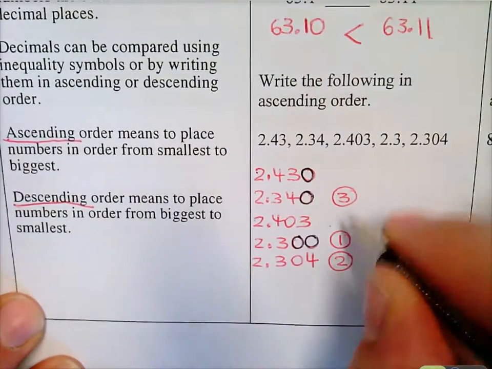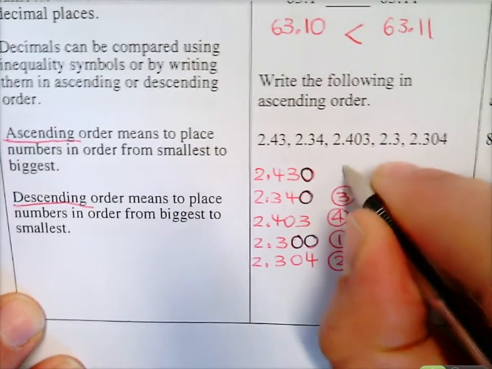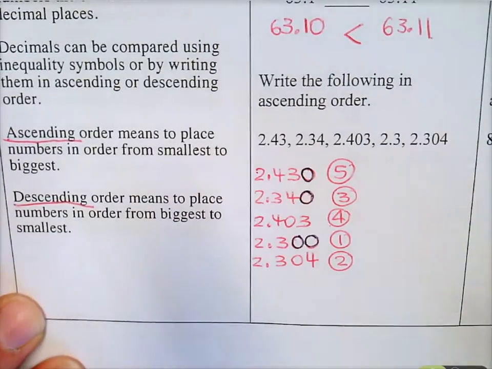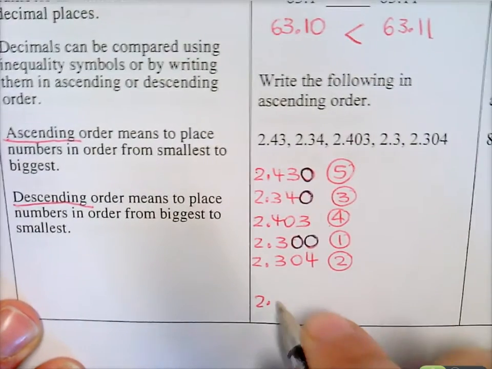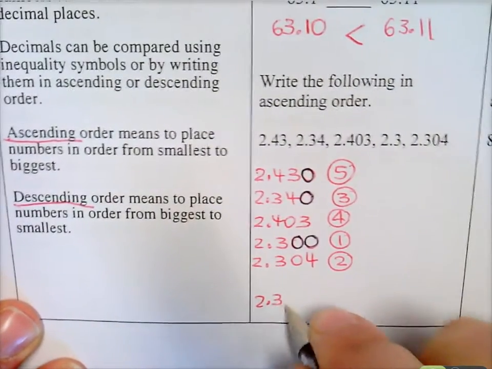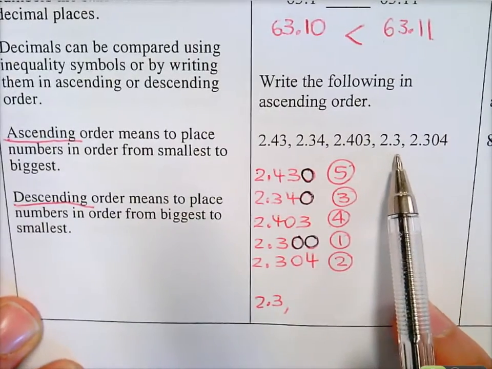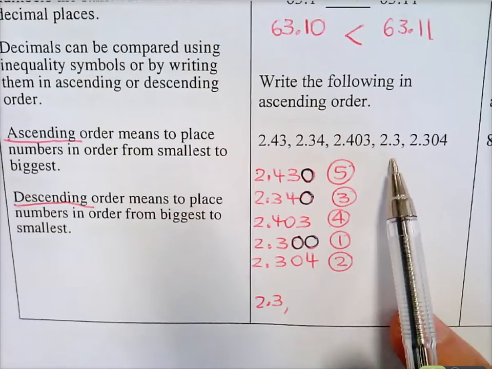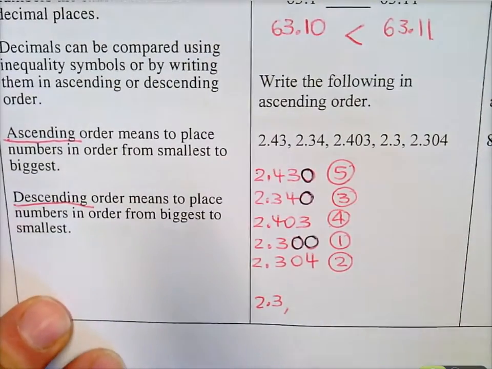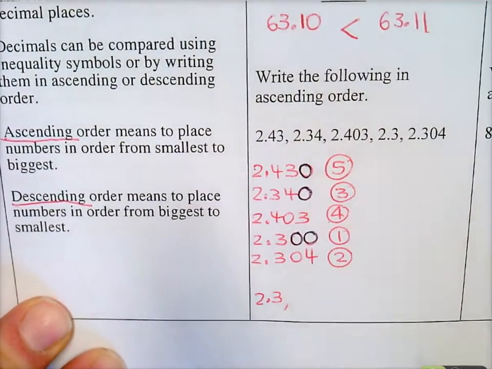403 or 430? 4 and 5. So when I rewrite them in ascending order, the first one is not 2.300, it's just 2.3. Do you understand? In the question, they did not tell me 2.300, they told me 2.3. So that's my smallest. What's my next? I've numbered them. What's next?